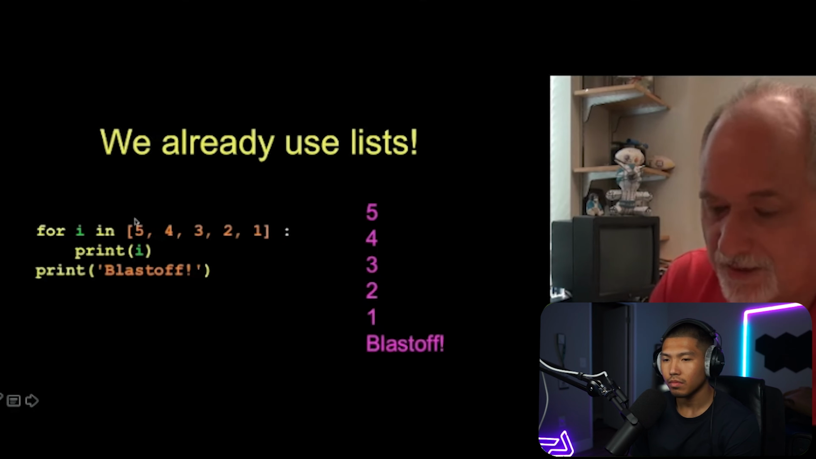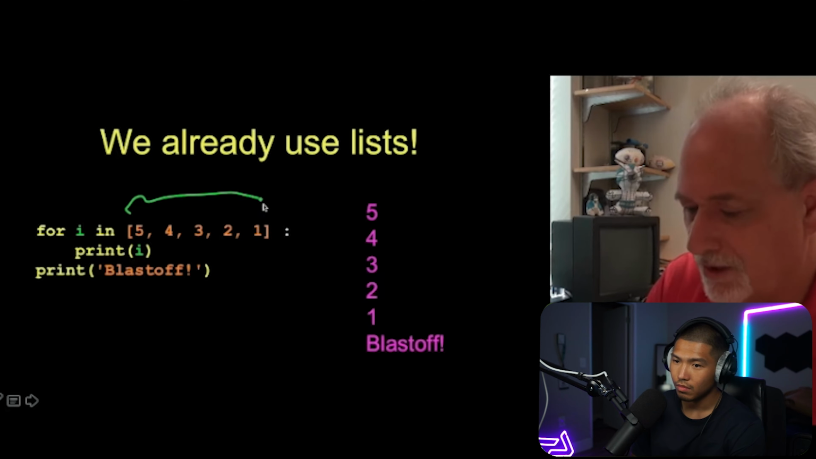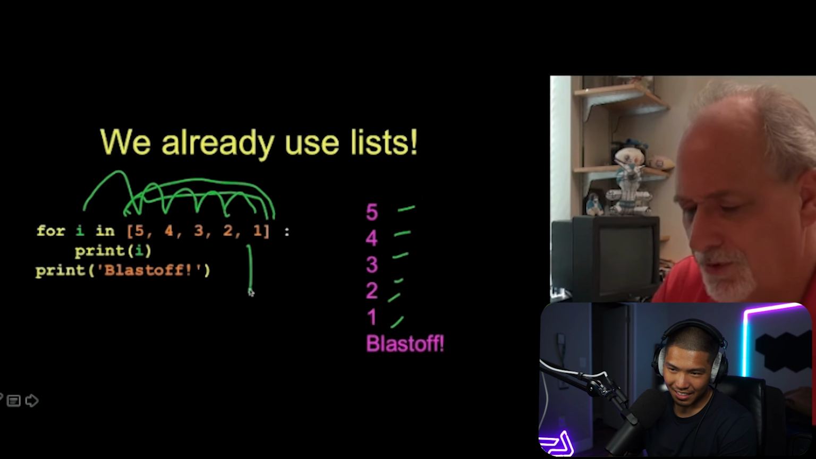And like I said, I have been telling you about lists all along. We use them in for loops. We can put lots of things here. We can put a file handle here, and go through the file. We can put a string there, and go through the characters in the string, and in a list. The iteration variable then goes through the successive elements of the list. And that's why this prints off 5, 4, 3, 2, 1. And then the loop is done and it prints out blast off.